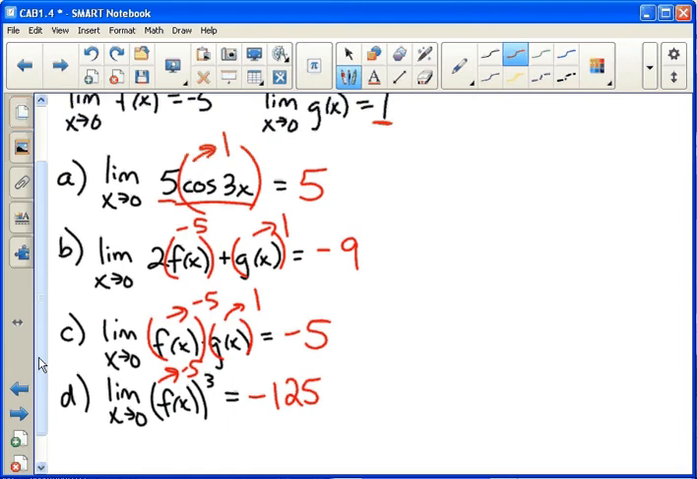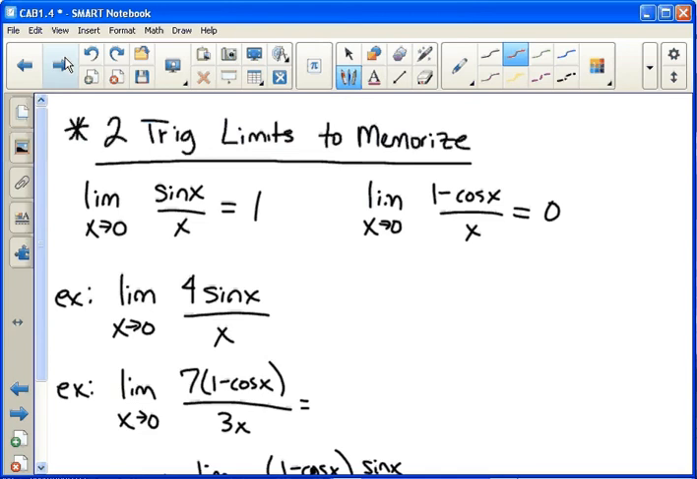So here's one specific application. These are fairly well-known trig limits. The first one being the limit as x approaches 0 of sine of x over x equals 1, and the limit as x approaches 0 of 1 minus cosine x all over x equals 0. If you need a way to help remember this, I just look at it this way. The I in sine kind of looks like 1, and the O in cosine kind of looks like 0. So if you can just put those things in your brain, that might help you.